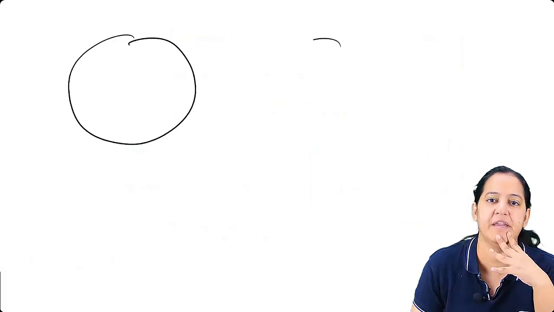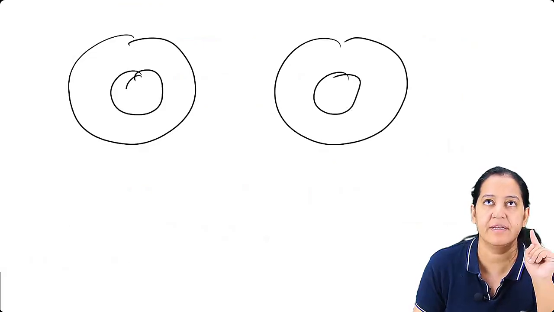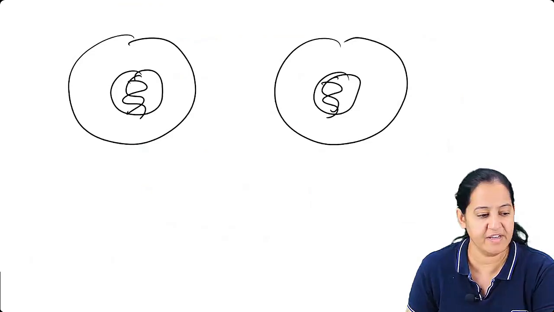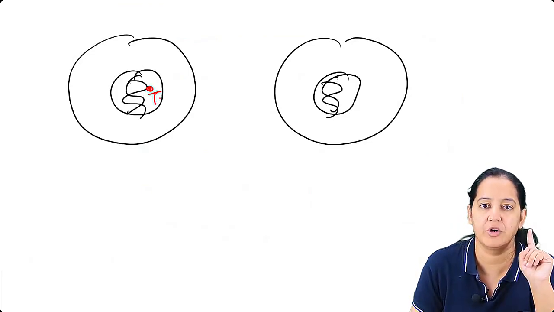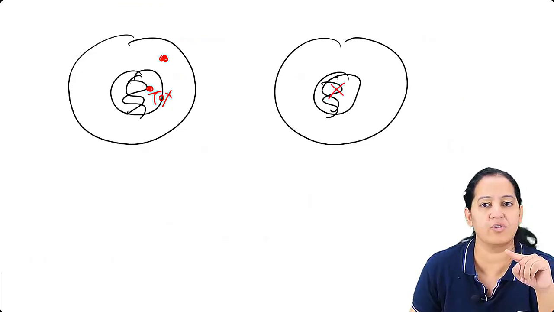This is a diphtheria. This is the nucleus of the diphtheria. This is the DNA of the diphtheria. ठीक है? The first diphtheria has the tox gene. Tox नाम का एक gene है that produces toxin. The second bacteria doesn't have the tox gene, so no toxin.